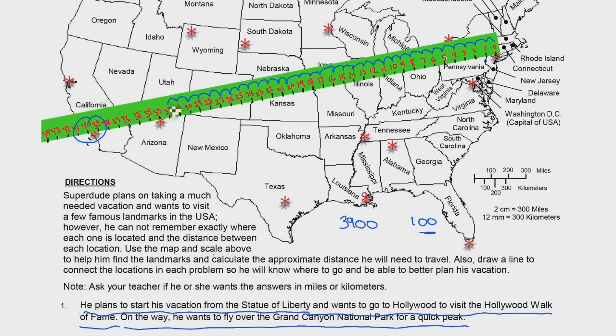3,100, 3,200, 3,300, 3,400, 3,500, 3,600, 3,700, 3,800, 3,900, 4,000. I hope you get the idea, so I don't have to count these anymore. So it's actually between 3,900 and 4,000. And it's right about there. So it's between 3,900 and 4,000, but it's a lot closer to 3,900.